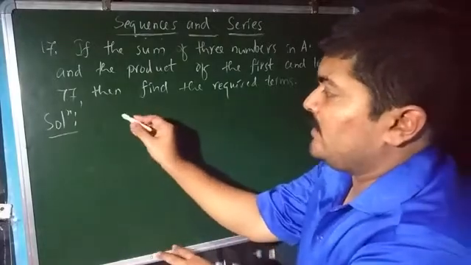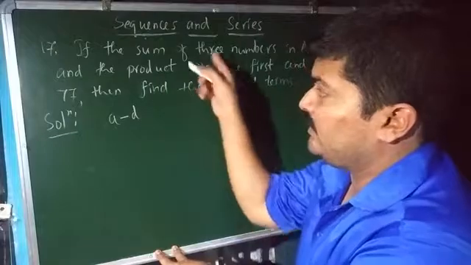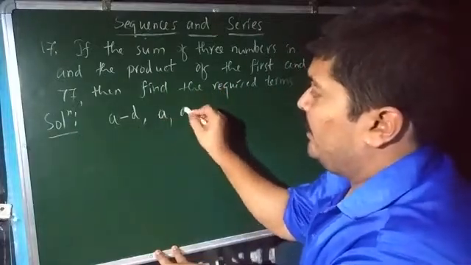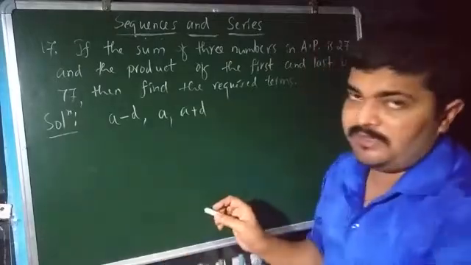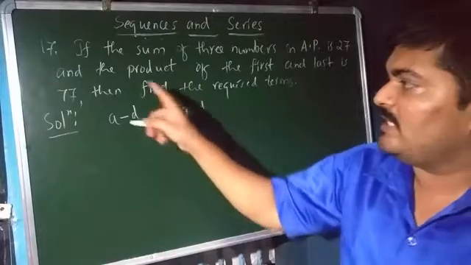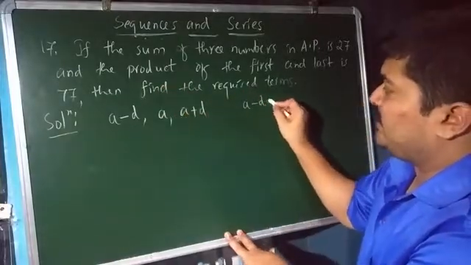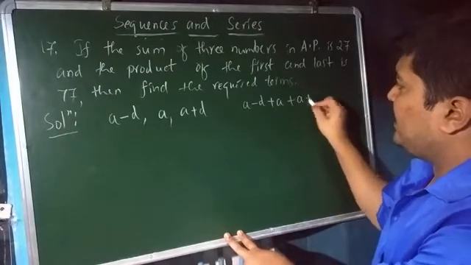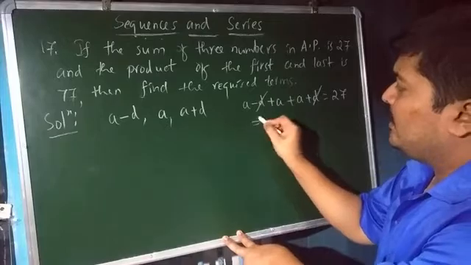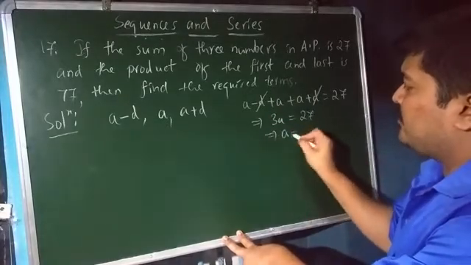Now, for the sake of simplicity, let me consider the terms of an AP in this case as A minus D, A, A plus D. What they have given is that the sum of these three numbers is exactly equal to 27, isn't it? That is, A minus D plus A plus A plus D is equal to 27. Now see here, D will get cancelled. You are just left with 3A is equal to 27. That implies A value is equal to 9.